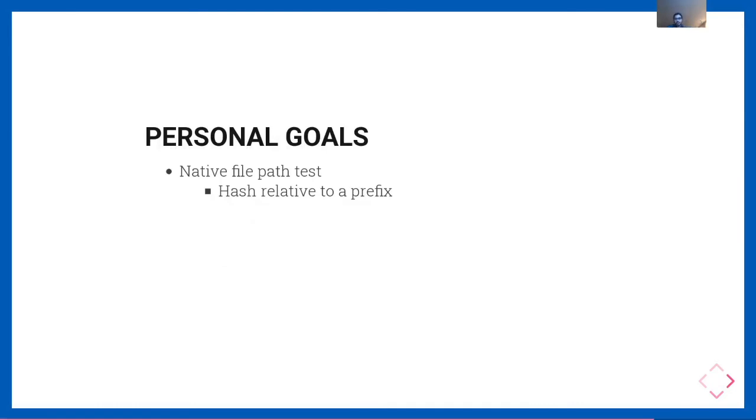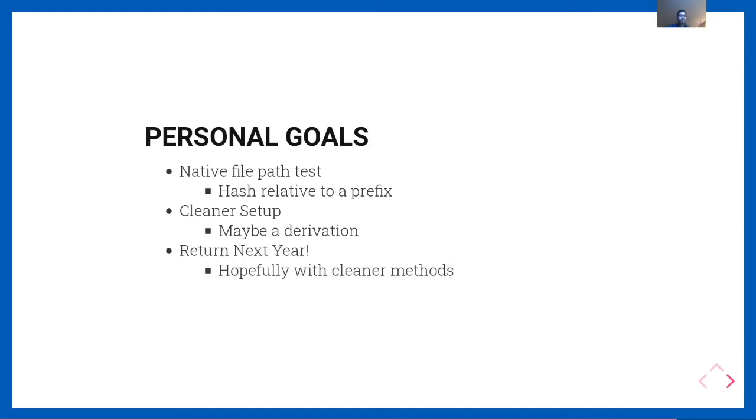And my own personal goals, like what do I want to do? Well, I was thinking of looking into hashing relative to a prefix and a cleaner setup, definitely. It's a long blog post and it is not pretty right now to do this. And hopefully I'll be back next year with a more complete project, with more information and with a better approach to this. I have a couple of years on my PhD and I plan to use Nix exclusively, so I'm definitely going to be looking into this more.